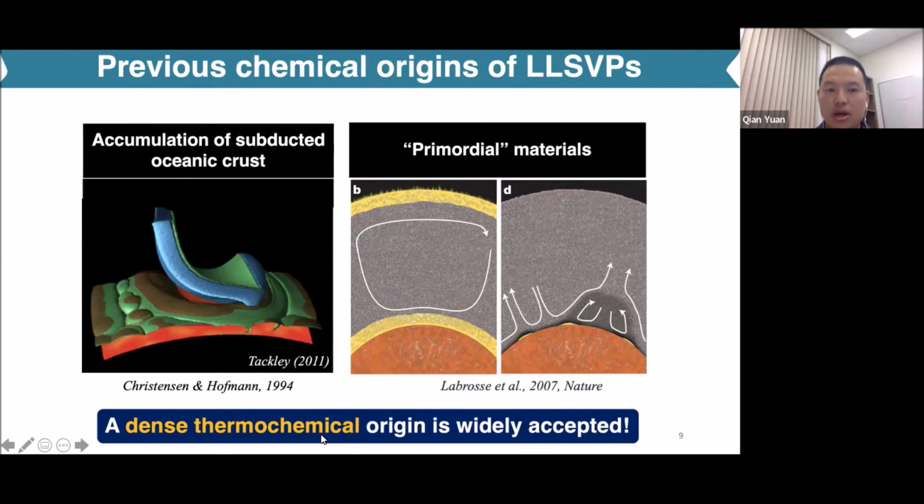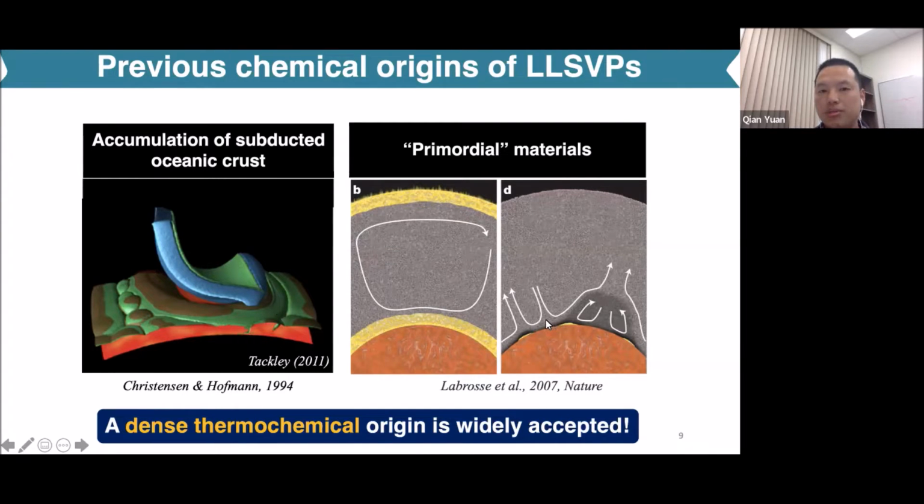If the LLSVPs are dense thermochemical piles, then there are two popular explanations. One is that they form by the accumulation of subducted oceanic crust. This idea was proposed almost 30 years ago by Christensen and Hofmann. Later, there was 3D work also showing that.